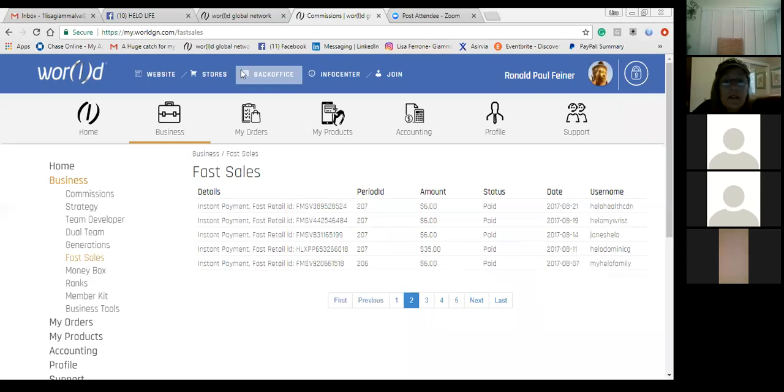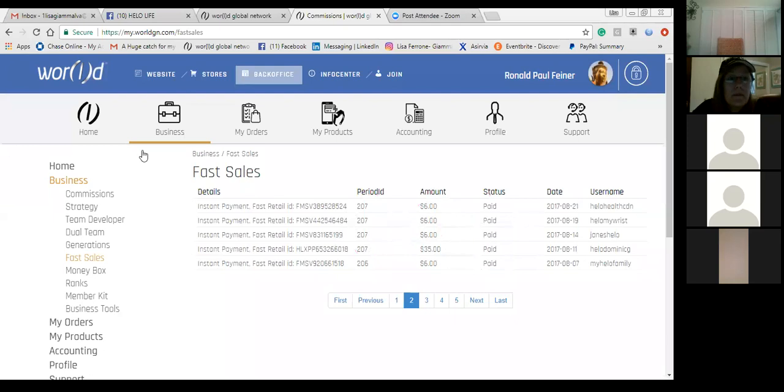All right? These were paid. And this shows you the pay cycle. Pay cycle 207 in fast start bonuses paid out a $35 fast start bonus because this person bought one single Helo and then had 3 people get charged for their loyalty. So that shows you what they earned in fast start bonuses in that particular pay cycle. All right?